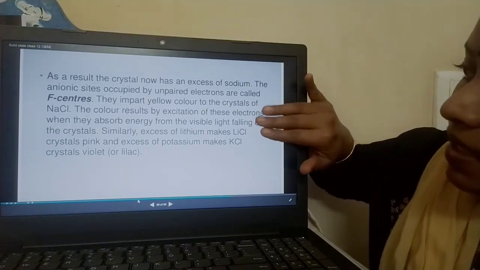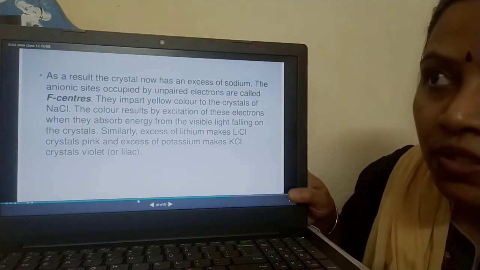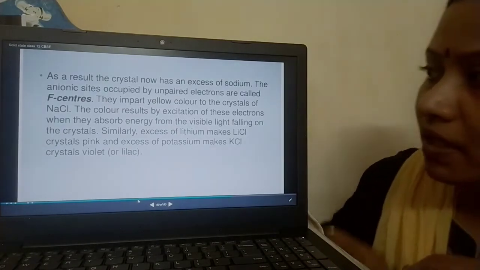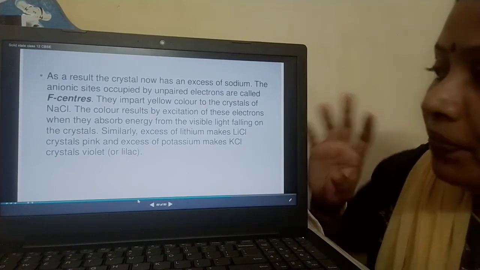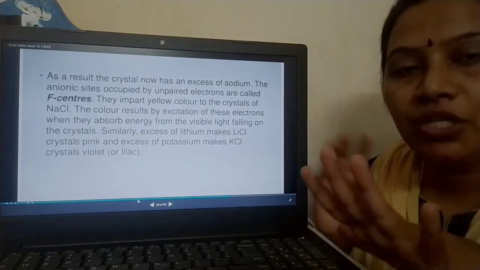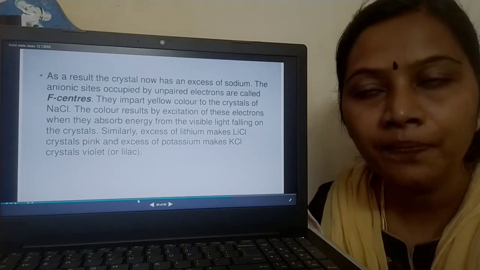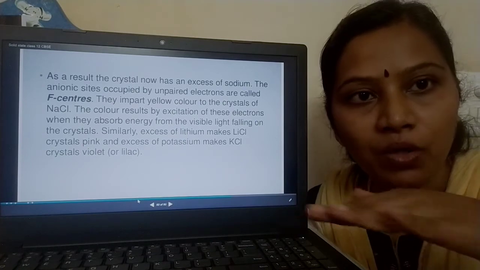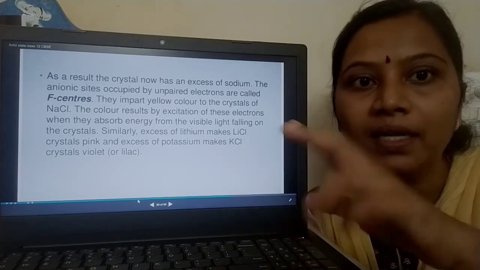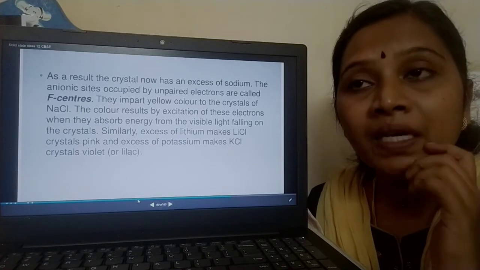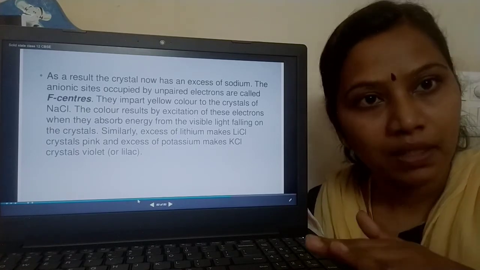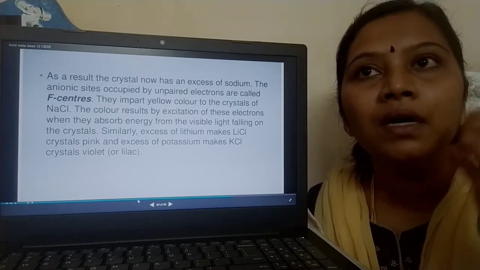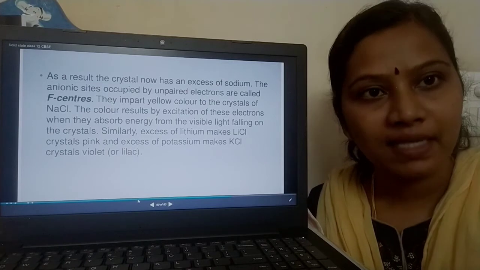Now, how is this color produced? This color is produced by electron excitation, when the electron absorbs energy from the visible light falling on the crystal. Similarly, imagine the same condition for a lithium chloride crystal heated in the presence of lithium vapors. Then what happens? Lithium will be deposited on the crystal while chloride will be diffusing into it and pairs with lithium to form lithium chloride. Here the lithium atom is converted to a lithium plus ion and the electron will be diffusing into it. This unpaired electron absorbs the light falling on it, gets excited and produces color.